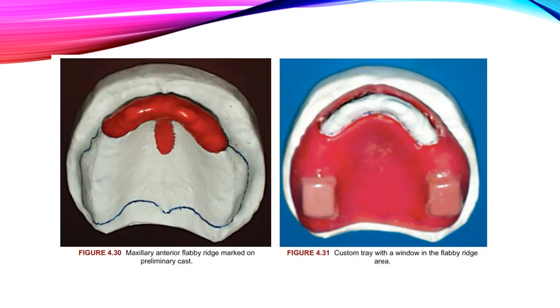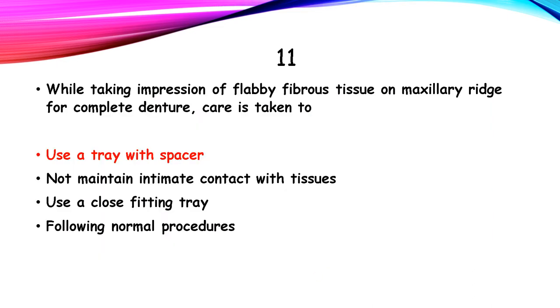In the first picture, it shows the maxillary anterior flabby ridge which is marked on the preliminary cast, and the spacer is adapted here. And here the custom tray with a window in the flabby ridge area. Custom tray is fabricated with the window in the flabby ridge area. So the care is taken to use the tray with the spacer. So while taking impression for flabby tissues on the maxillary ridge for complete denture, the care is taken to use the tray with spacer.